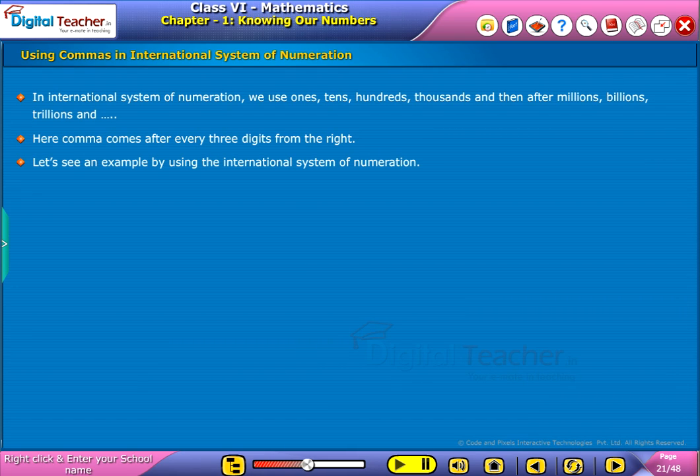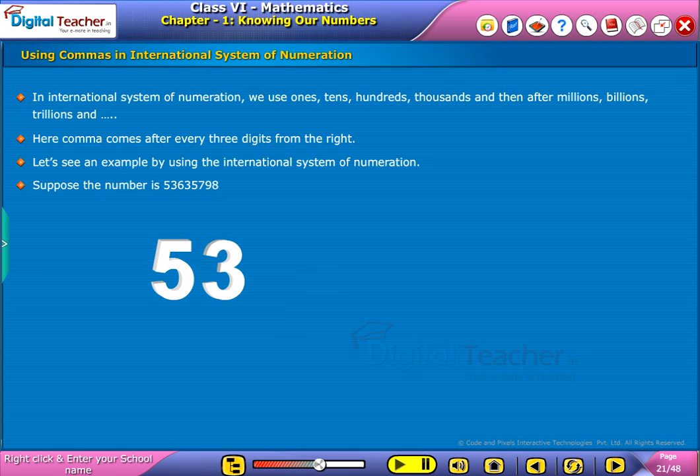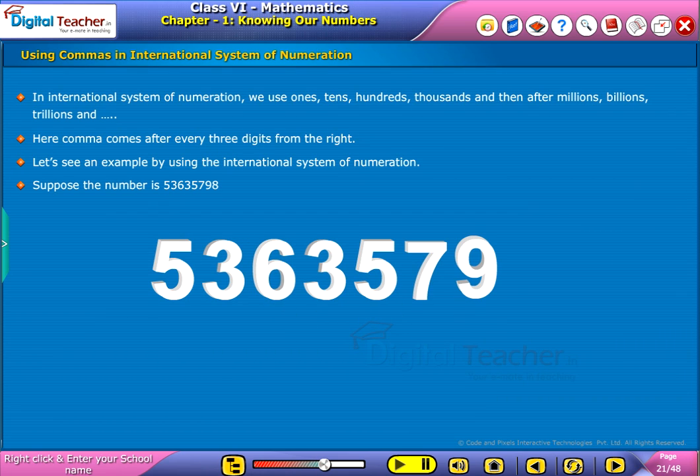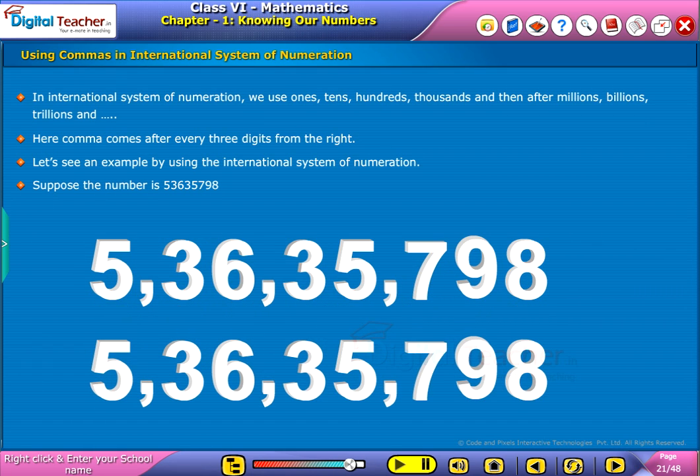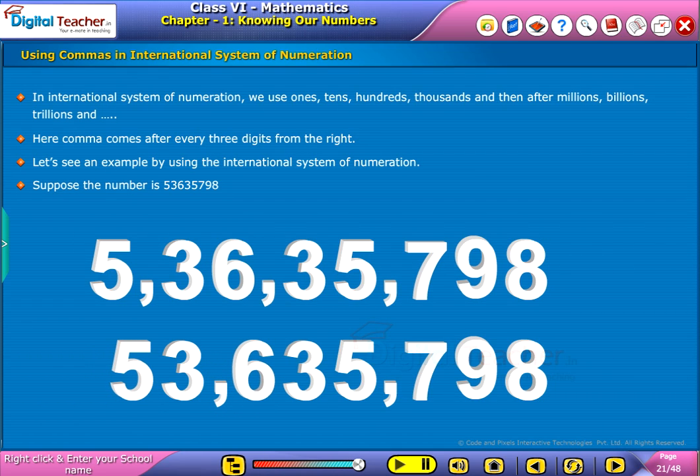Let's see an example using the International System of Numeration. Suppose the number is 53635798. In the Indian system of numeration, it can be read as 5,36,35,798. In the International System of Numeration, it can be read as 53,635,798.